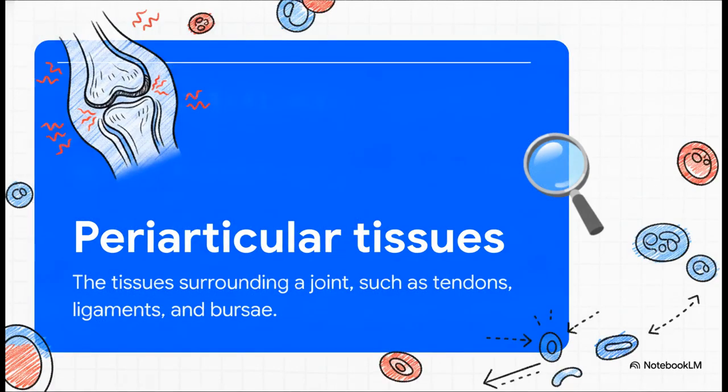And finally, RA hits the joints and the periarticular tissues. So, what does that actually mean? Well, periarticular simply refers to the tissues right around a joint. We're talking tendons, ligaments, protective bursae. The big takeaway here is that the inflammation doesn't just hurt the exact spot where two bones meet, it's attacking the entire structural framework surrounding the joint.